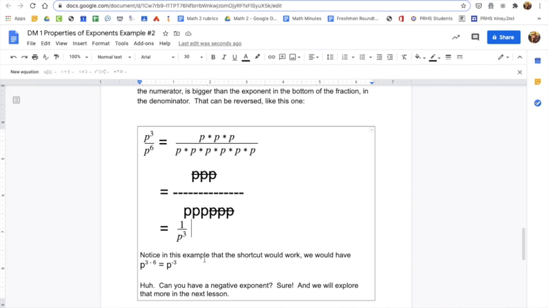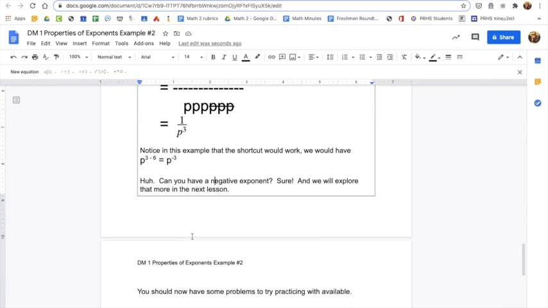There's something weird going on here, though, because we had a shortcut, right, where we just subtracted the exponents. So that would be 3 on the top, 6 on the bottom, 3 minus 6, but that gives us a negative number. And that's a little bit curious. Can you have a negative exponent? Yes, you can. And the next lesson is going to start covering negative exponents and how you handle those.